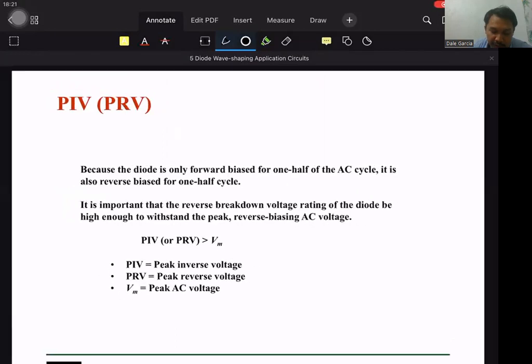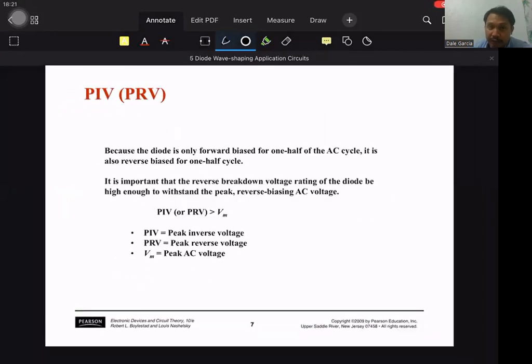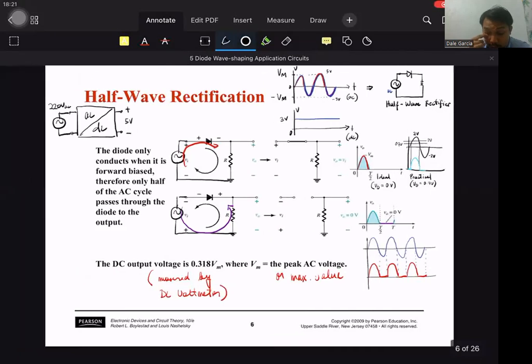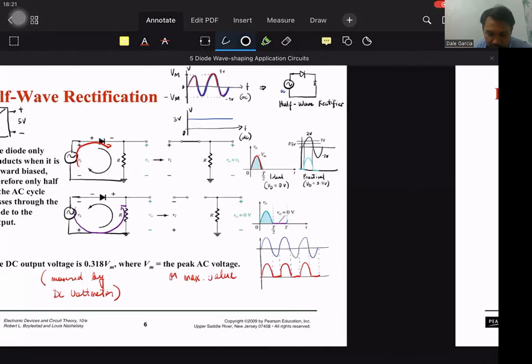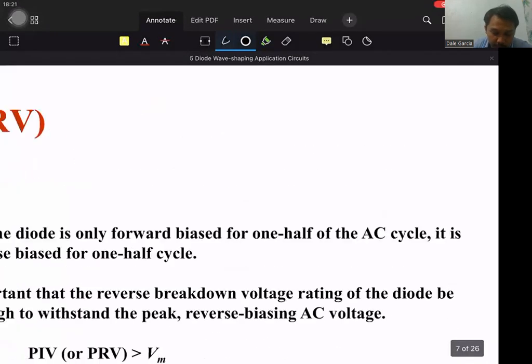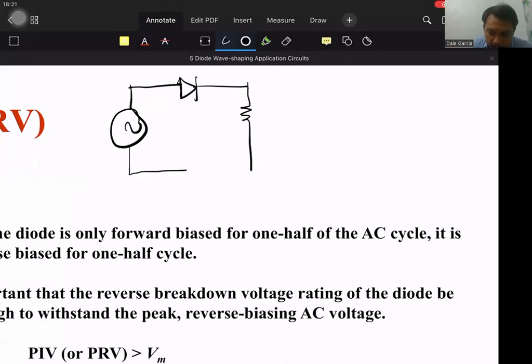let's just explain the peak inverse voltage using the half wave rectifier. But the concept is the same for the full wave rectifier. So go back here. Let me do it differently. So a half wave rectifier is just a simple AC circuit, a simple series circuit with an AC source. So this is the input, and this is the output.